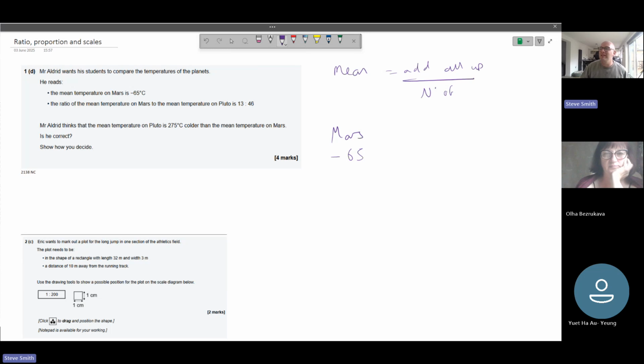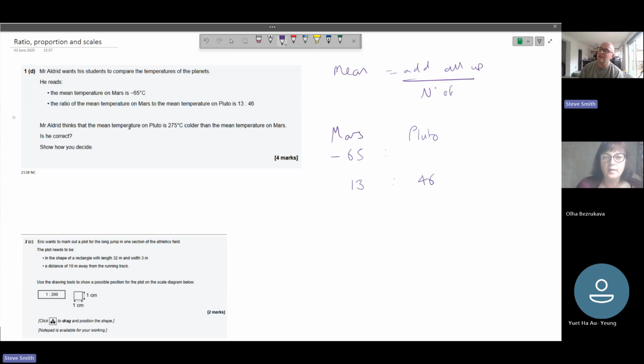The ratio of the mean temperature on Mars to the mean temperature on Pluto is 13 to 46. So I'm just going to put 13 here, I'm going to put Pluto here, and I'm going to put 46 here. So I've now taken all the information out that I need from this question. I don't need to know it's Mr. Aldridge. I don't need to know if it's a year, a month, a week. I just need to know that Mars and Pluto are 13 to 46. That's all I need to know right now.